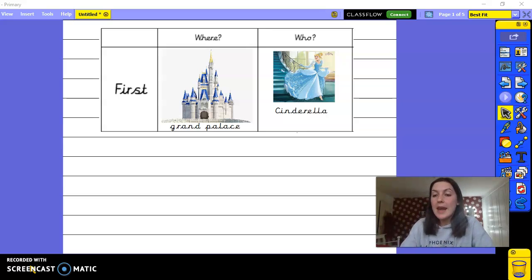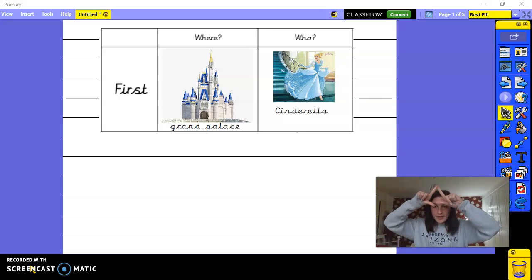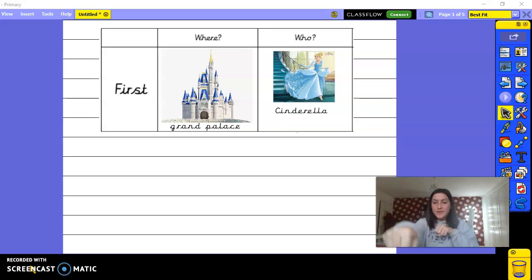So before we begin, let's do a quick refresher. Grab your English hats, pop them on. What must we always remember with our writing? Capitals, full stops and finger spaces. Well done. So before we begin, I am going to model how you can do this with your grown-up.